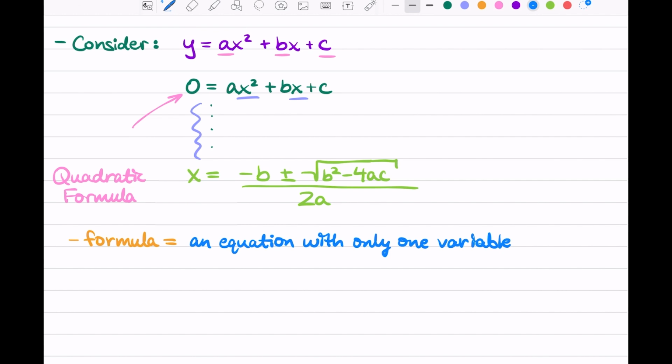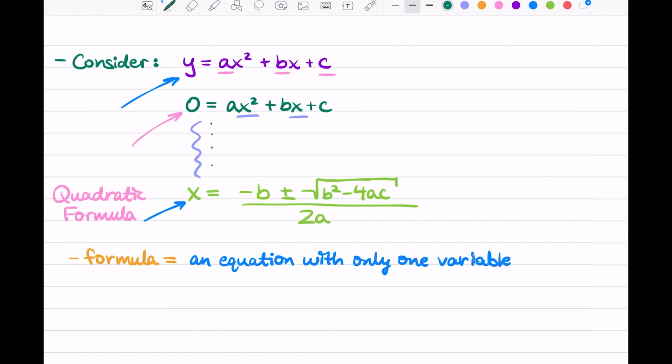So if someone asks you, what's the quadratic equation, you would say this one. If someone asked you, what's the quadratic formula, you would say this one. So it's just a little detail, but it's important to understand. All right, let's move on to an example.